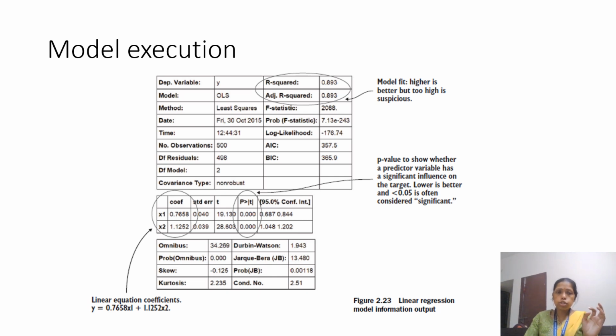Suppose you executed five models, which model will be suitable? After executing a model, you can get some parameters, the model evaluation metrics or performance metrics. One is R square. R square should be very high for better model performance. Here it is 0.893, and you should get almost near to 1. R square is the most important for finding whether this model is suitable or not for this application.